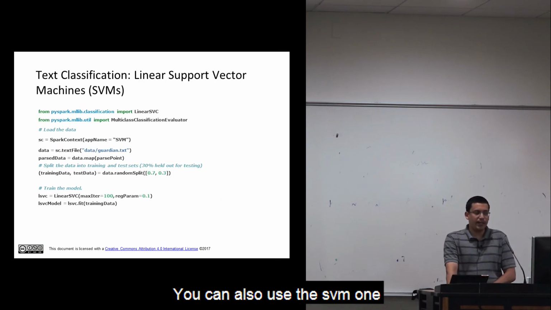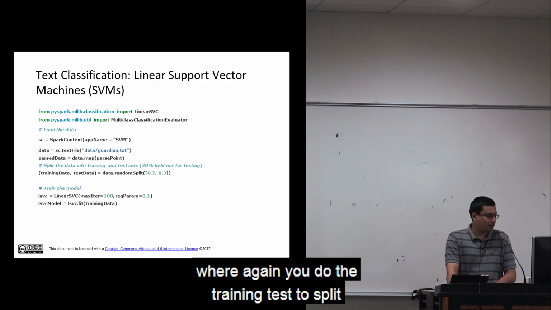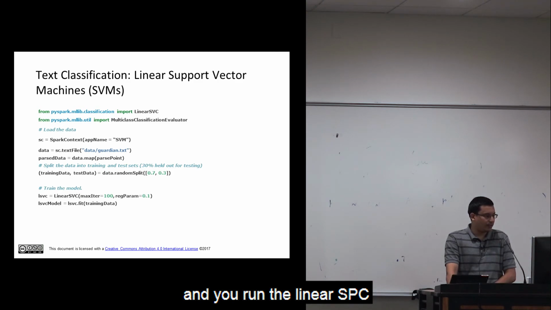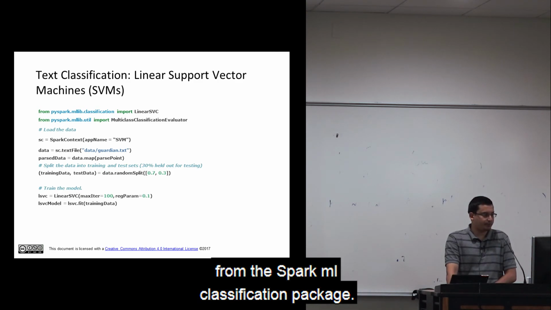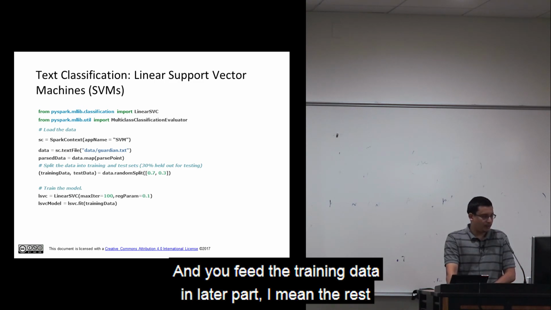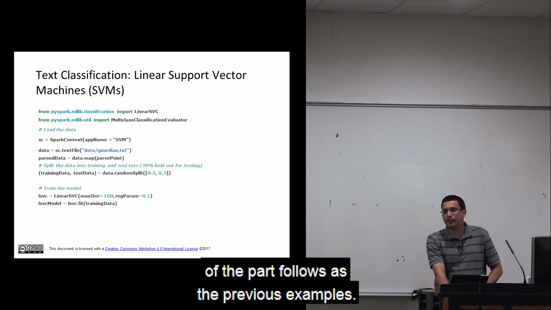You can also use the SVM one, where again you do the training test split and you run the linear SVC from the Spark MLlib classification package and you feed the training data. The rest of the part follows as in the previous examples.